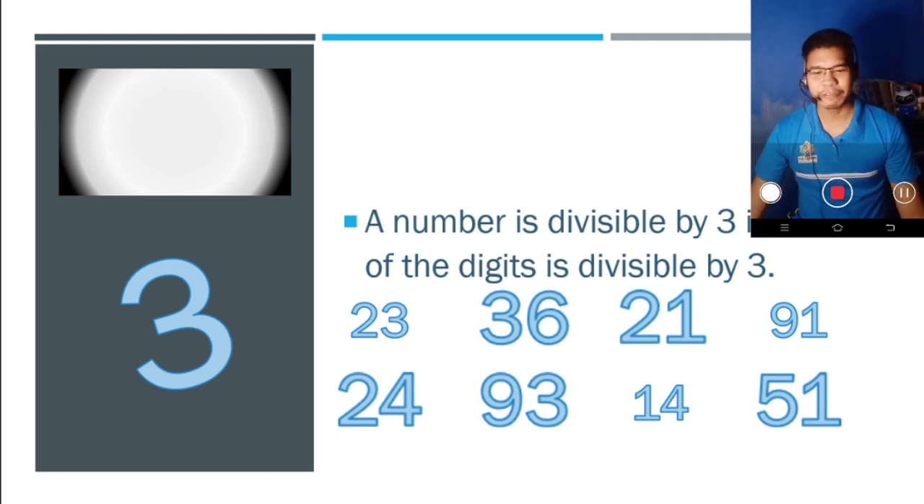So let us observe 23. Why is 23 not divisible by 3? If we add 2 and 3, that is 5, and 5 is not divisible by 3. So very simple: a number is divisible by 3 if the sum of the digits is divisible by 3. Okay, let us now proceed with the third one.